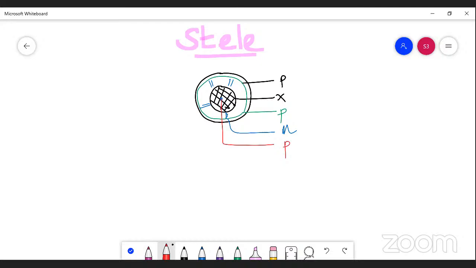I repeat once again. The term stele refers to a cylindrical structure formed at the center of the plant body that consists of the first element, phloem, and the second element, xylem. Both of them are vascular tissue. Xylem carries water and phloem carries food material. In addition, there is a single layer of parenchyma called the pericycle.